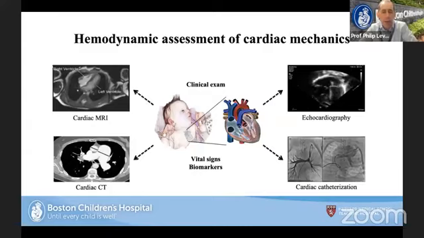And I teach this, but I teach them that they are complementary to clinical exam, vital signs, and biomarkers. And you can very succinctly manage babies without all of the fancy tools. But if you understand the hemodynamics of what I just spoke about, it will enhance your clinical exam and will tell you when to obtain the advanced imaging.